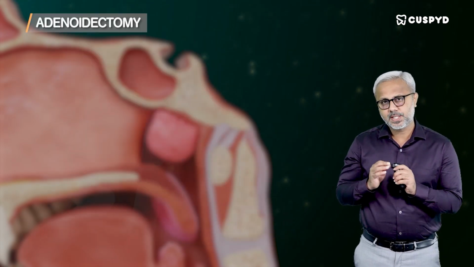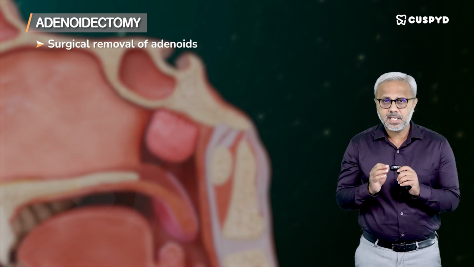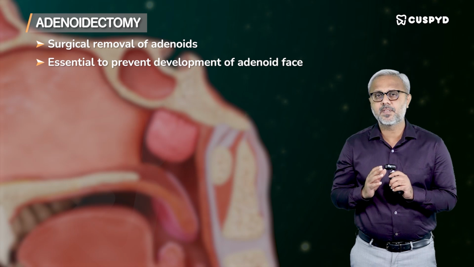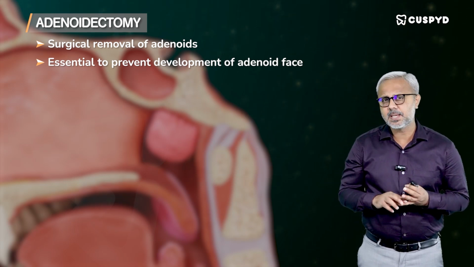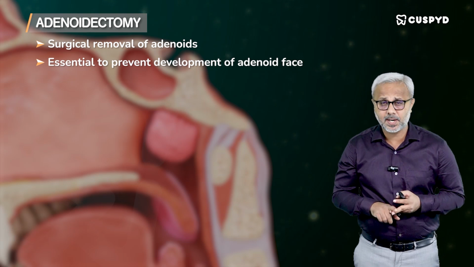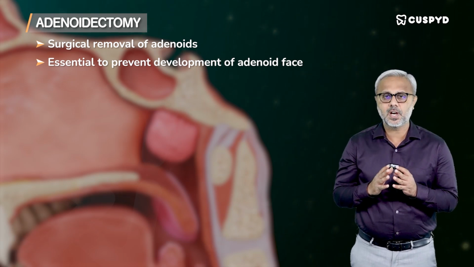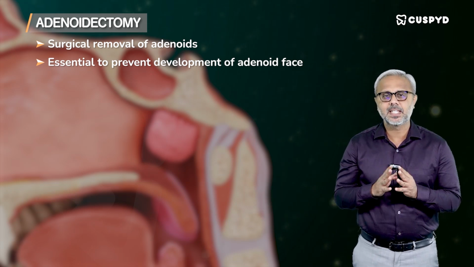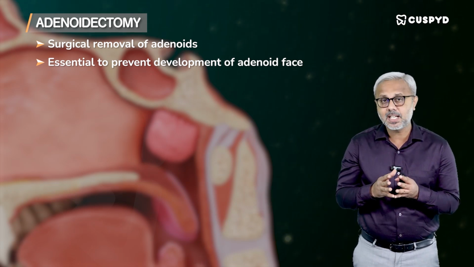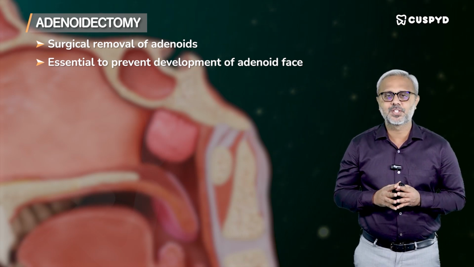The adenoids, when they are removed surgically, is what we refer to as adenoidectomy, and adenoidectomy is essential to prevent the development of adenoid face. So, tonsillectomy, peritonsillar abscess, and adenoidectomy could be three markers for your university exams, and if asked, this is how you must describe the anatomy or the clinical importance associated with these three structures. That's it for this short session.